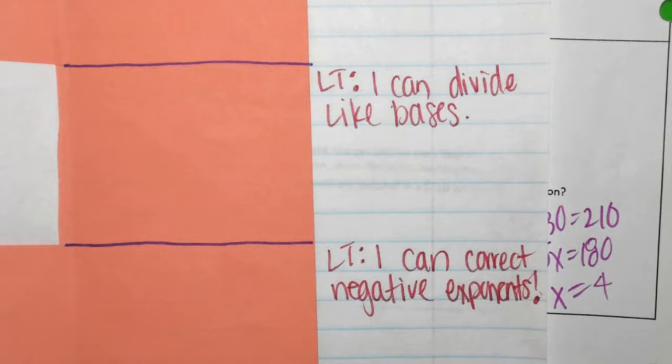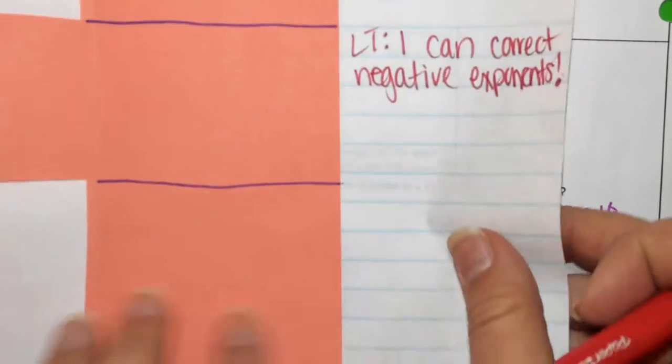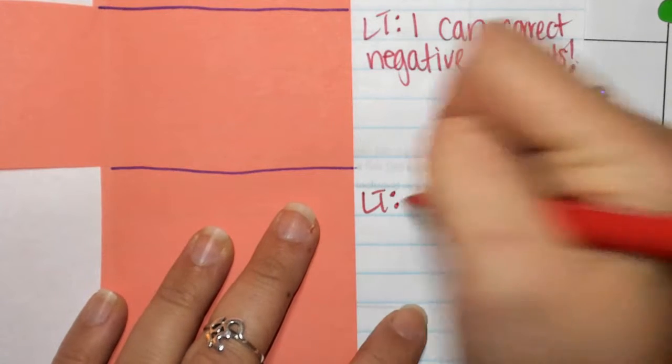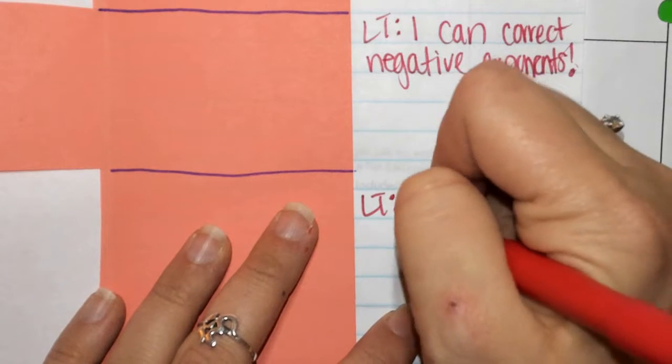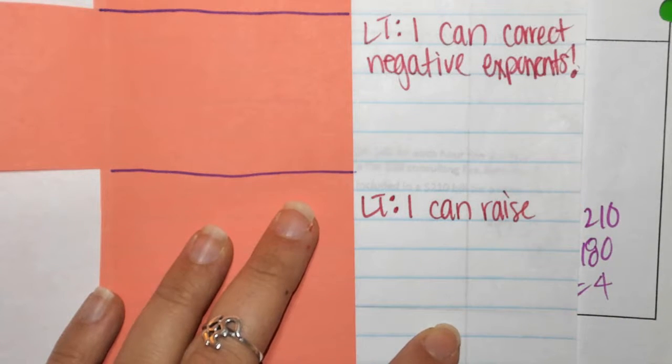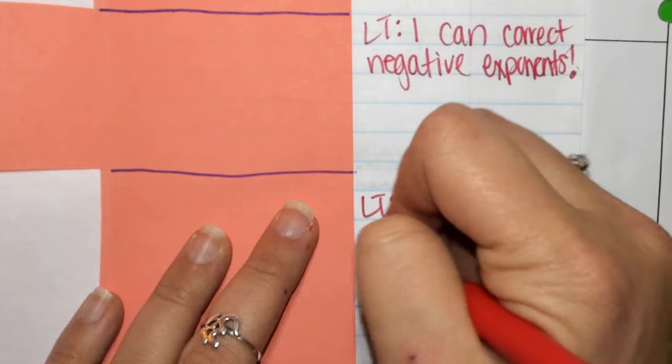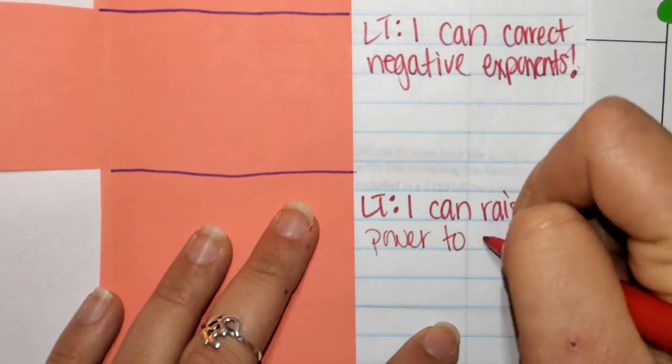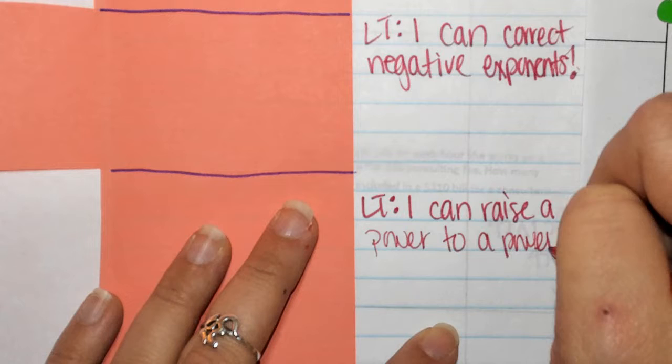Now, when we have the notebook check, will we have to write all three of these? If I ask you to, yep. So we need to know which one to list. Sure, if you want to. Alright, and the last one for today says I can raise a power to a power.